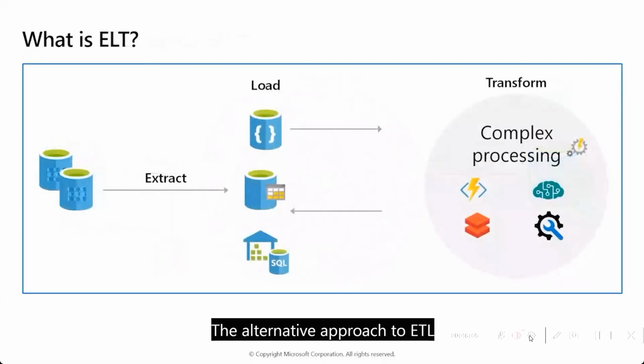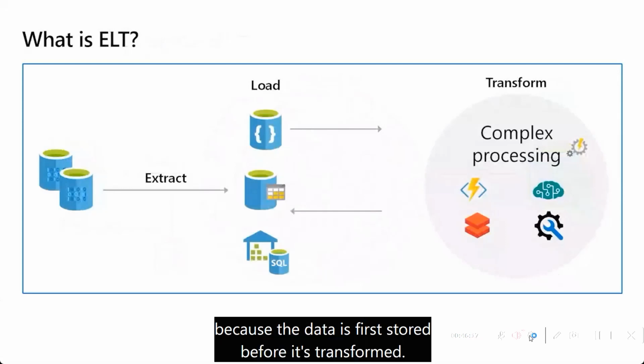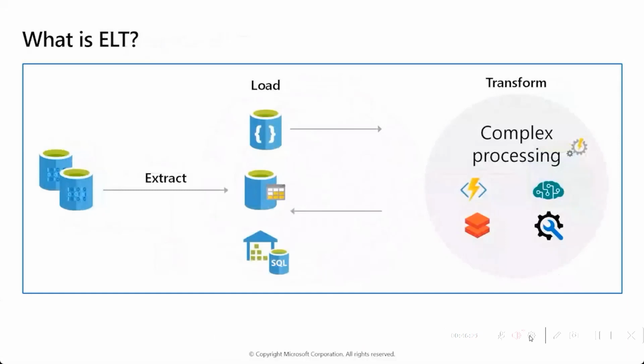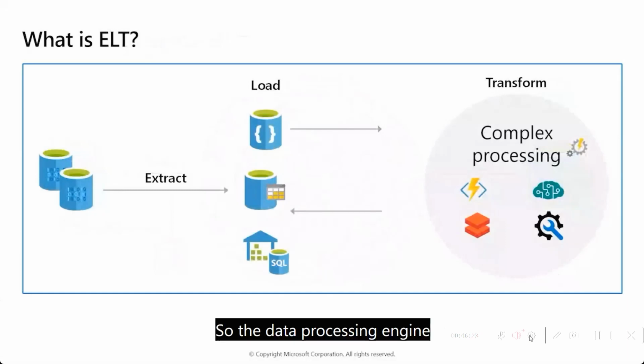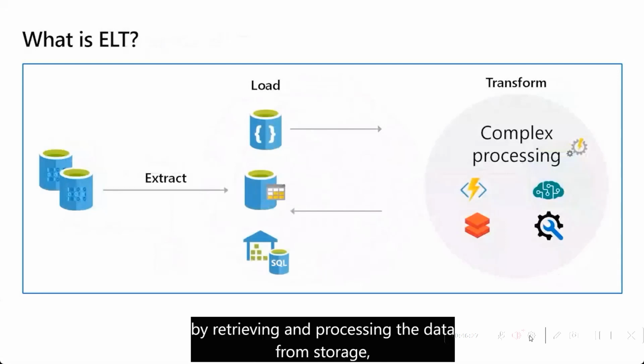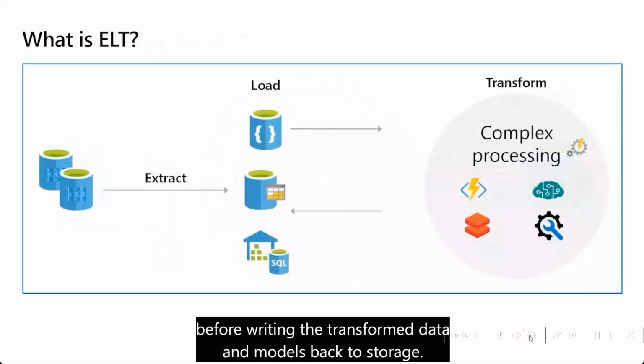The alternative approach to ETL is ELT. So ELT is short for extract, load, and transform. So this process is slightly different because the data is first stored before it's transformed. So the data processing engine can take an iterative approach by retrieving and processing the data from storage before writing the transformed data and models back to storage.